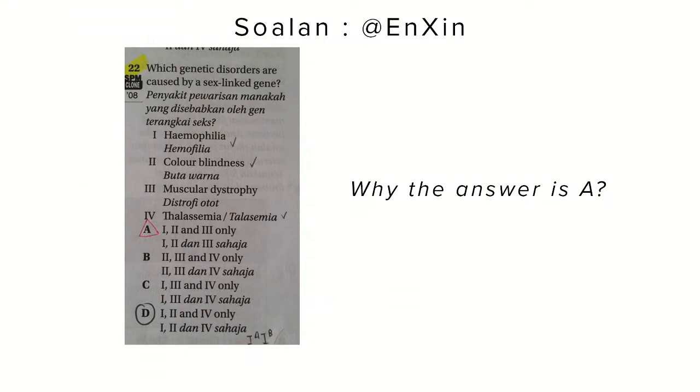Based on the syllabus for the sex-linked gene, we only study two. One is hemophilia. Number two is color blindness. So 1 and 2 are already confirmed. For muscular dystrophy, this one is not in the chapter on Mendel, but it's in another chapter. Muscular dystrophy is also under sex-linked gene because it normally attacks males. Normally it affects males more than females, which means the gene is located on the X chromosome.